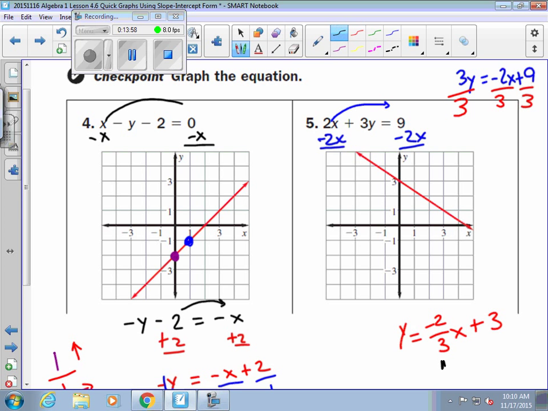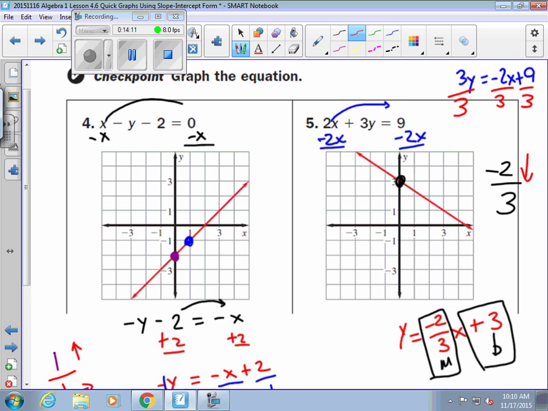Y equals mx plus b. Your b value tells you to begin at 3. Your m value is negative 2 over 3. We learned about slopes. Negative 2 tells you to go down 2. Positive 3 tells you to go to the right 3 times. Down 2 to the right 3 times is right here. When you have 2 points, you draw your line through those 2 points. Y equals mx plus b.